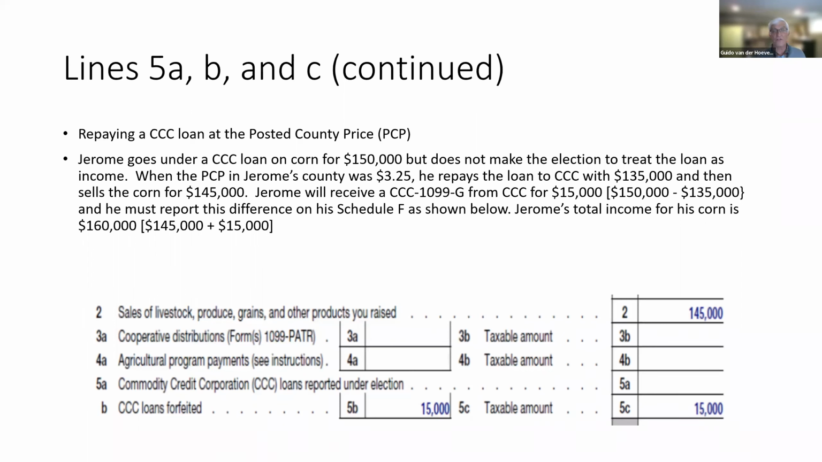$15,000 in difference. And so his total income, when you look at that and you see the math, is going to be $160,000. He got the 150, he pays it back. So he's kind of having a little bit of a market advantage then. And then he turns around and sells that corn for $145. But he gets that CCC 1099G for $15,000 because they know about the 150, and they have the 135. So he's got to report the difference in that regard, as you can see there on the screen. And again, record keeping and clear communication with the tax preparer is necessary.